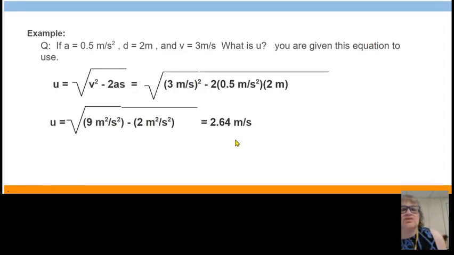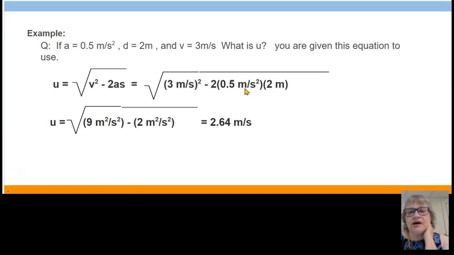Okay, here's the example with the numbers in it. I've solved for u equals the square root of v squared minus 2as. I'm just going to put the numbers in. So I'm going to square the v, right? So 3 squared is 9. And then if I put the numbers 2, 0.5, and 2 in, I end up with 2 times 0.5 times 2, right? So 2 times 2 is 4, and then times 0.5 is 2.